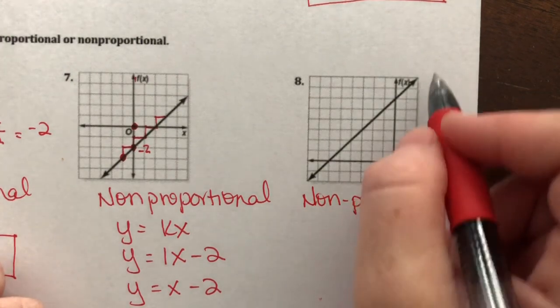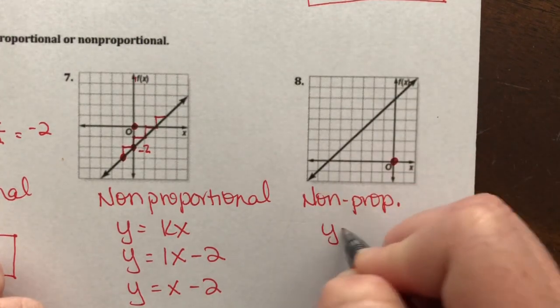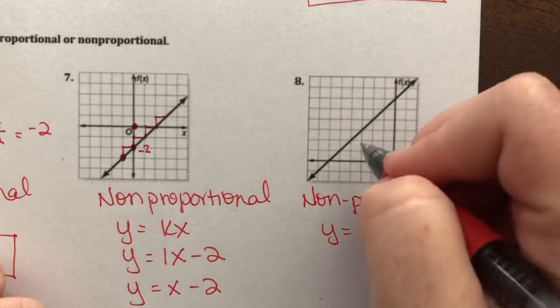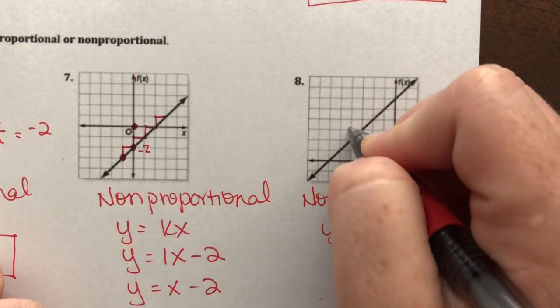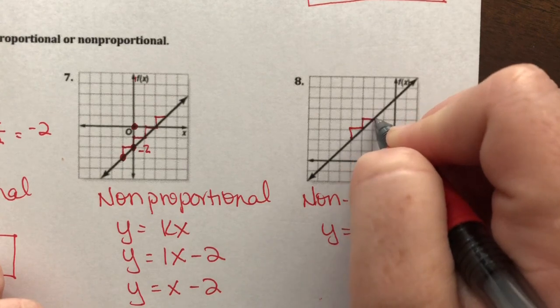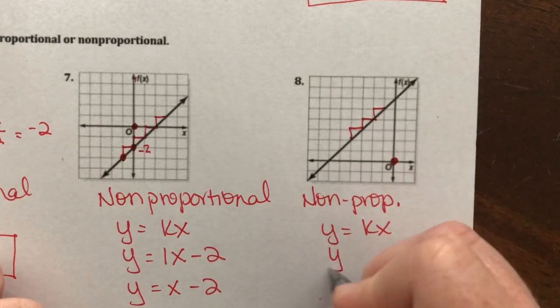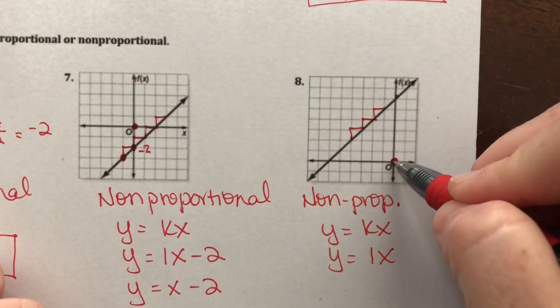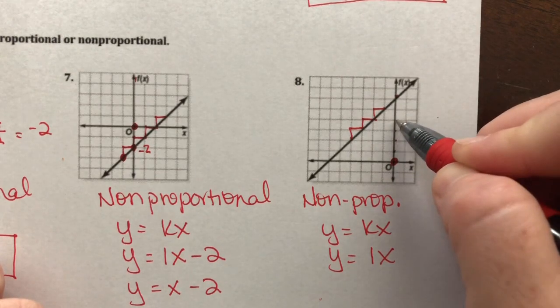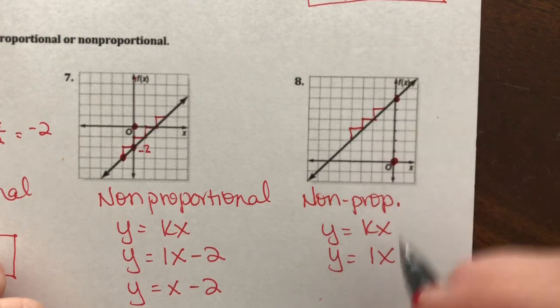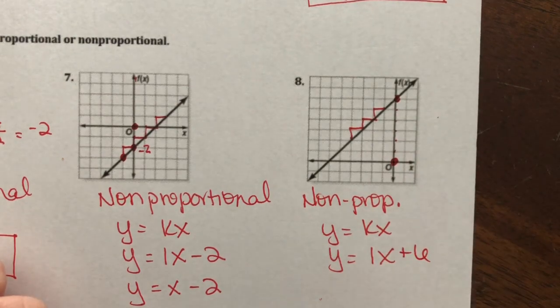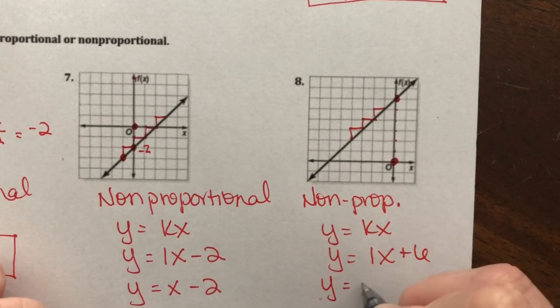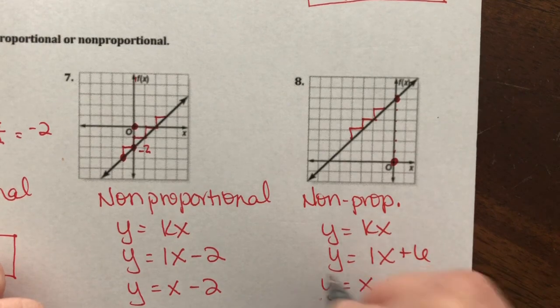And then lastly, this is also not proportional. Non-proportional. And if we wanted to write an equation of this line, we start with y equals kx. The slope here is also up 1 over 1. Up 1 over 1, up 1 over 1. So y equals 1x. And then I didn't cross here at 0. I crossed at 1, 2, 3, 4, 5, 6, positive 6. So I add a 6 onto the end. So the equation of this line is y equals x plus 6.